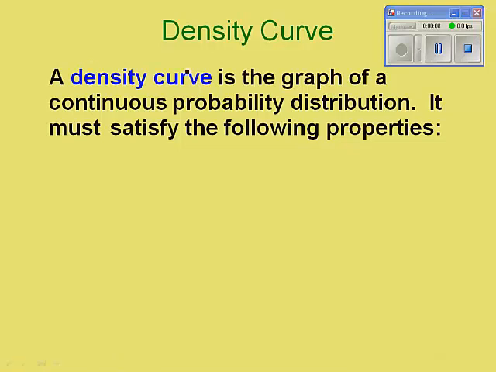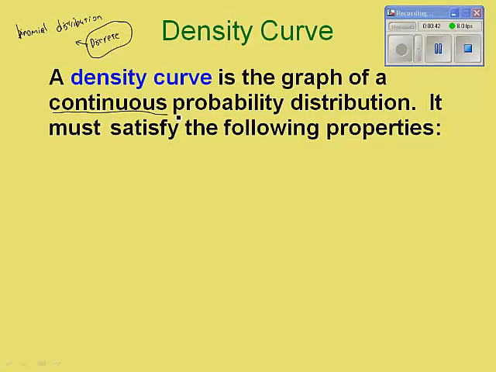A density curve is the graph of a continuous probability distribution. Okay? Up till now, things like a binomial random variable or a binomial distribution, that's discrete. Most of what we've been doing has been discrete. Now we're going to move into the world of continuous.